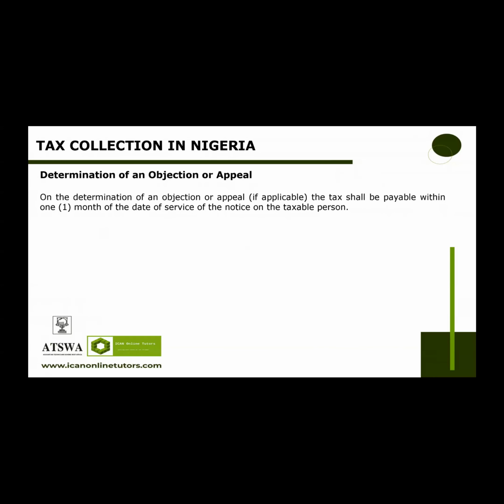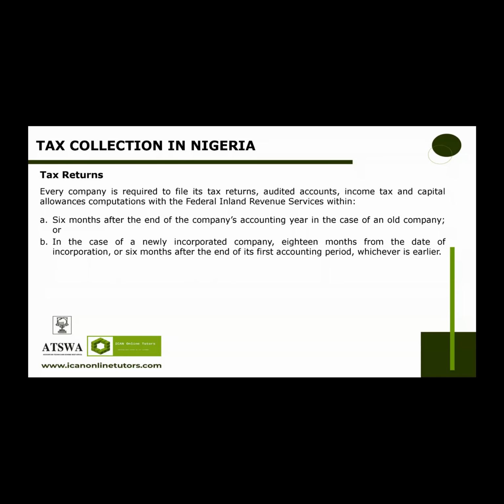Determination of an objection or appeal. On the determination of an objection or appeal, if applicable, the tax shall be payable within 1 month of the date of service of the notice on the taxable person.